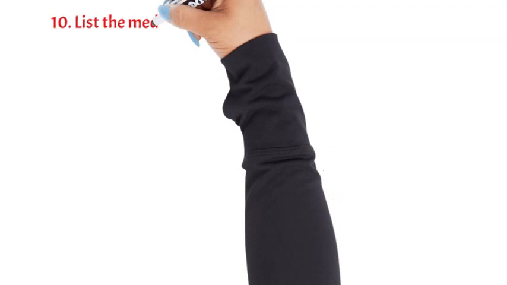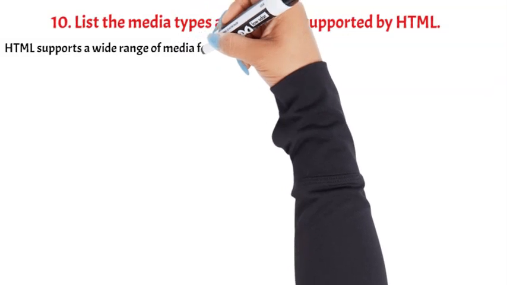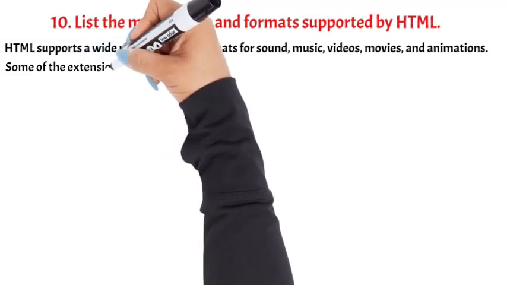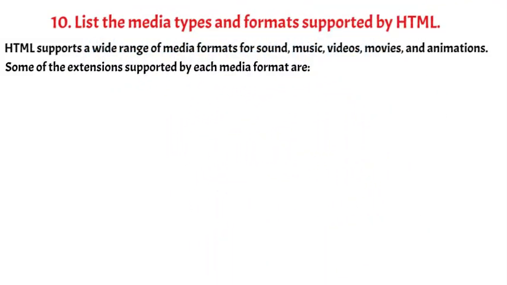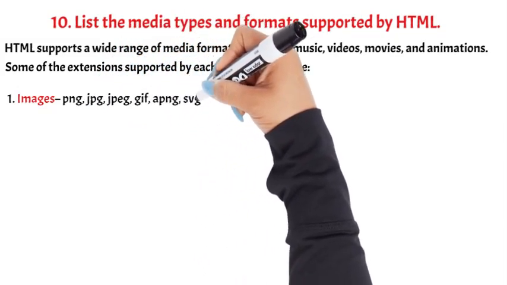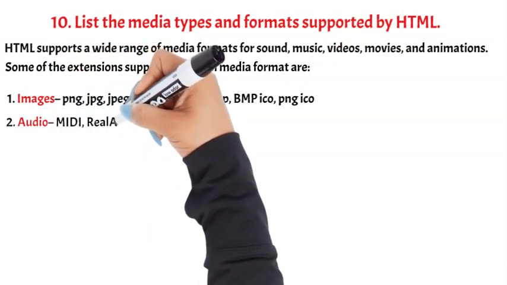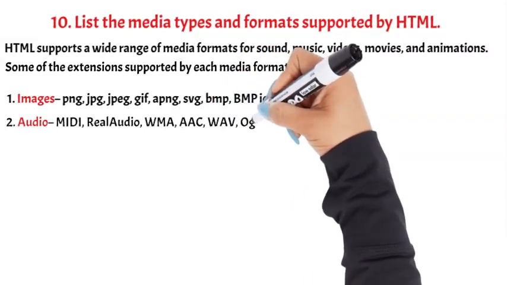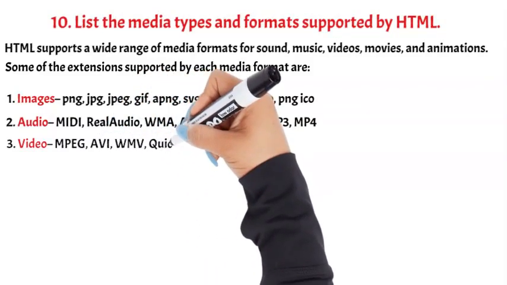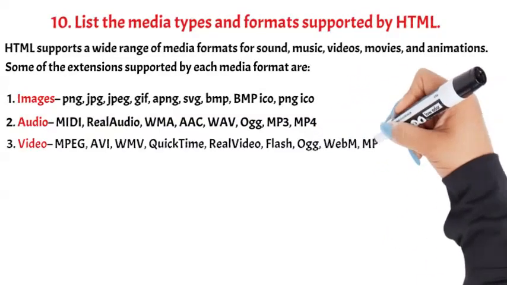10. List the media types and formats supported by HTML. HTML supports a wide range of media formats for sound, music, videos, movies, and animations. Some of the extensions supported by each media format are: images: PNG, JPG, JPEG, GIF, APNG, SVG, BMP, BMP-ICO, PNG-ICO; audio: MIDI, RealAudio, WMA, AAC, WAV, OGG, MP3, MP4; video: MPEG, AVI, WMV, QuickTime, RealVideo, Flash, OGG, WebM, MPEG-4 or MP4.